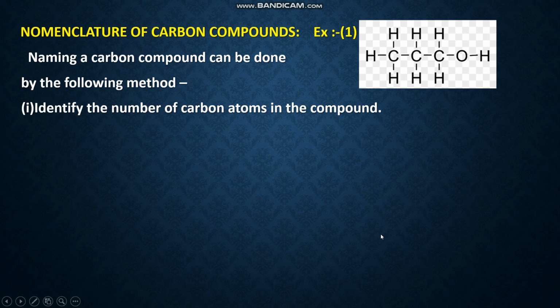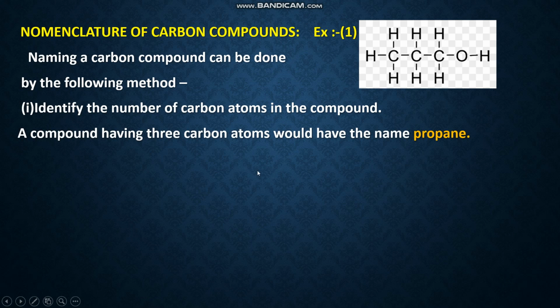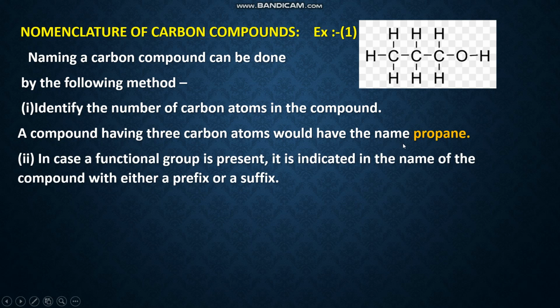So let us see here. We have identified the corresponding alkane here, propane. Next step, in case a functional group is present, it is indicated in the name of the compound with either a prefix or a suffix. So we have seen chloro or bromo alkane, we are using the prefix. Before the name we are adding that chloro or bromo. Other classes of organic compounds like alcohol, aldehydes, ketones and carboxylic acid, we are giving the suffix. After the name, we are giving the suffix.